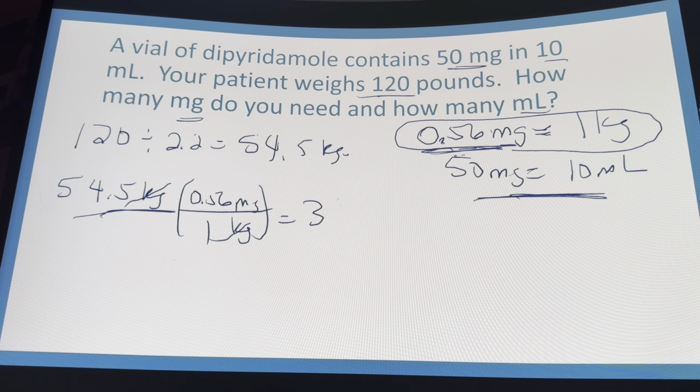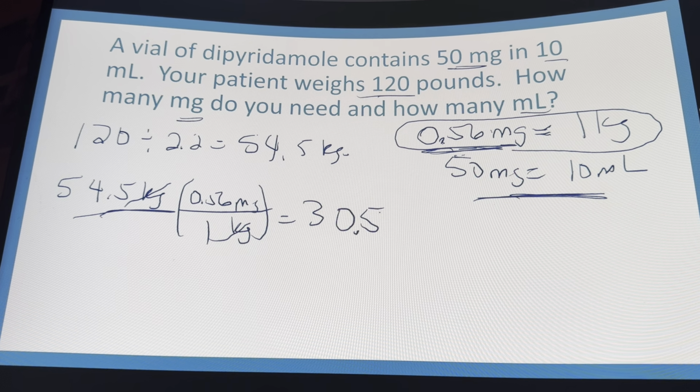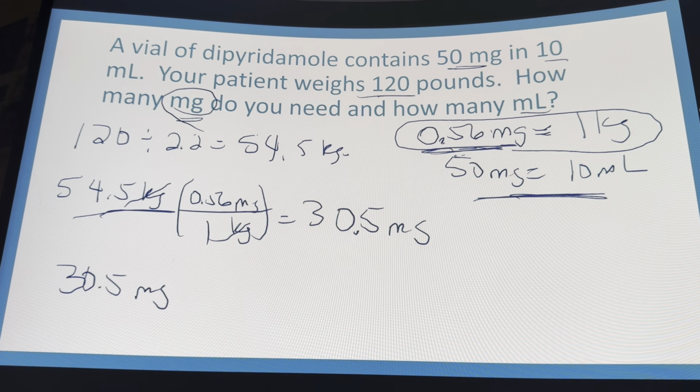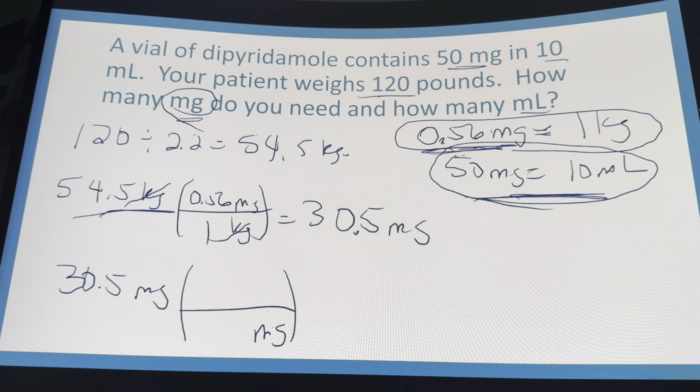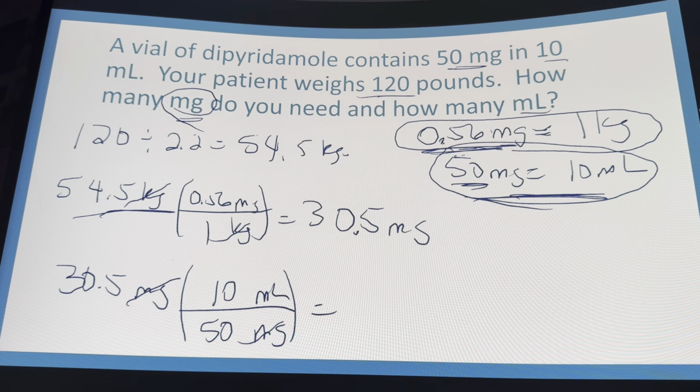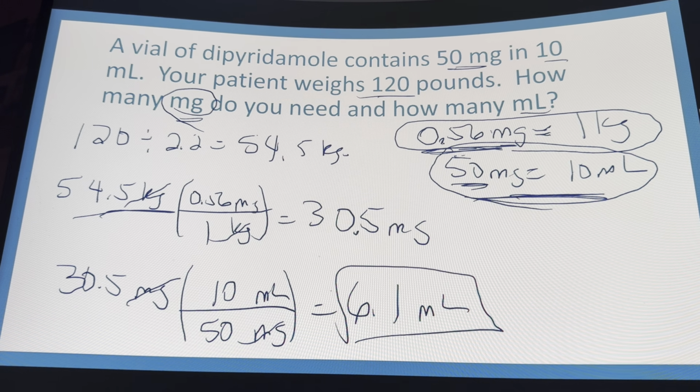I'm given 30.5 milligrams. I'm halfway done. Look, now this doorway's open to me because it has milligrams. So I'm gonna put milligrams on the bottom, ml on the top. I just put in my numbers, 50 milligrams, 10 ml, milligrams cancel. 30.5 times 10 divided by 50, 6.1 ml. Those are my two answers.